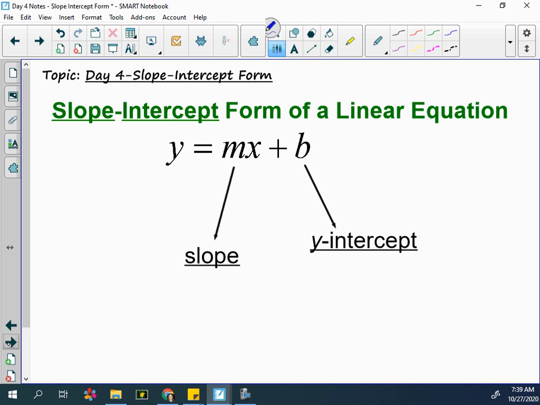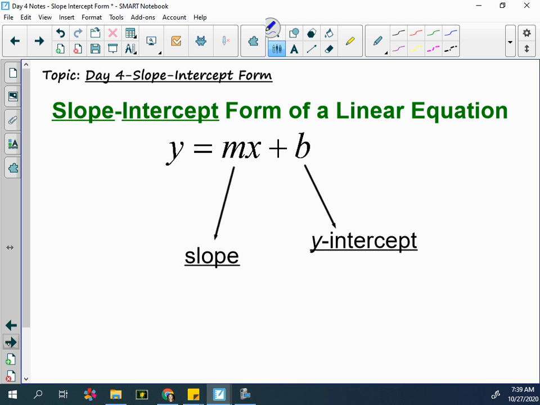Not really sure why it's the letter b. I've tried to look it up before. I feel like there are all these differing opinions. I'm not sure what the real reason for the b is. But again, the name slope intercept is because of what's in the formula.